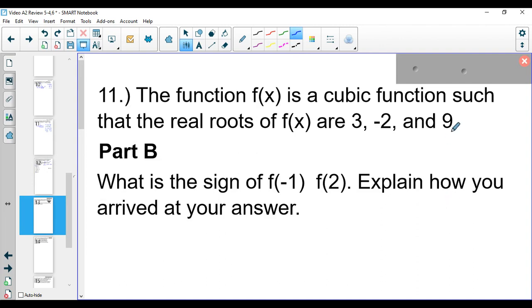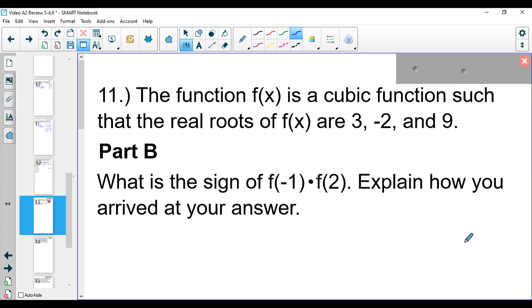The function f of x is a cubic. Oh, those are the same directions. Why am I reading that again? So what is the sign of f of negative 1? Oh, there's supposed to be a times there. Let me fix that. So what is the sign of f of negative 1 times f of 2? Explain how you arrived at your answer.